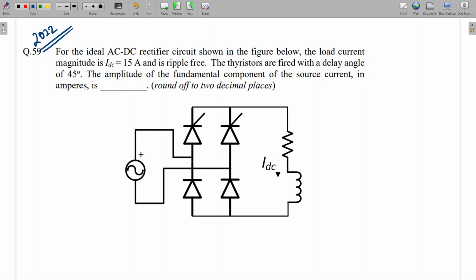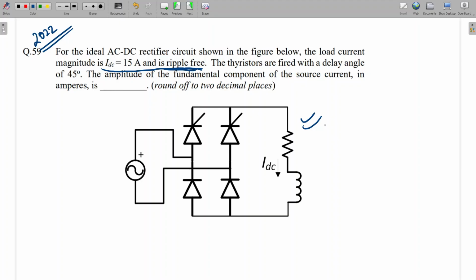What is the difference? This is the same semi-converter circuit. What I told, for all semi-converters the source current and fundamental current equations will be the same. They have just given a different kind of circuit. They are saying the load current is 15 ampere and is ripple free. Ripple free and constant current are all the same: stiff current, ripple free current, or highly inductive load. So this current is 15 ampere.